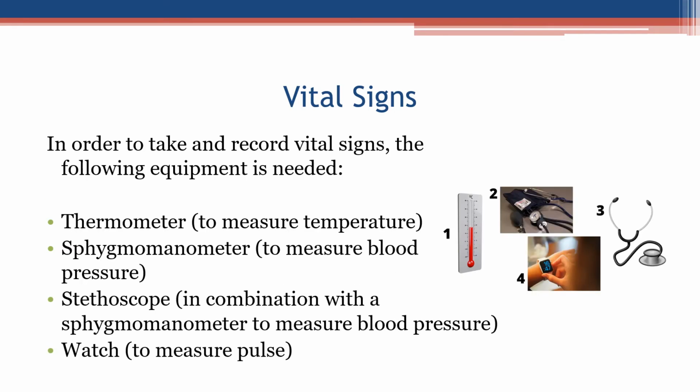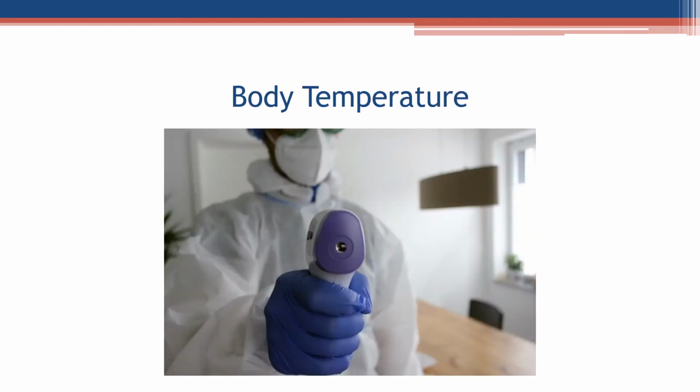In order to take and record vital signs, the following equipment is needed: thermometer, to measure temperature; sphygmomanometer, to measure blood pressure; stethoscope, in combination with a sphygmomanometer to measure blood pressure; watch, to measure pulse.